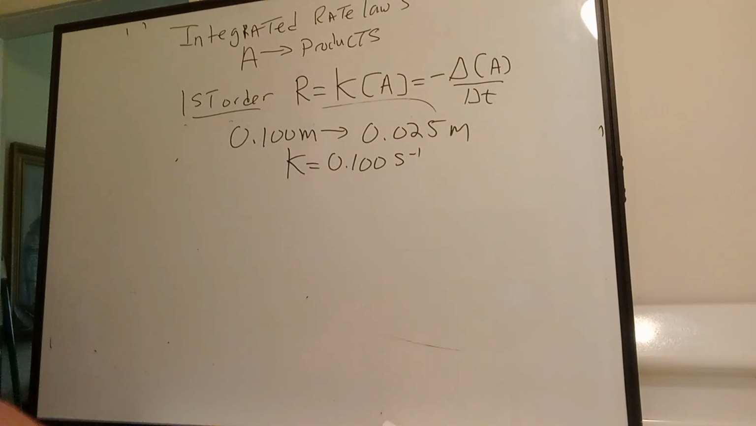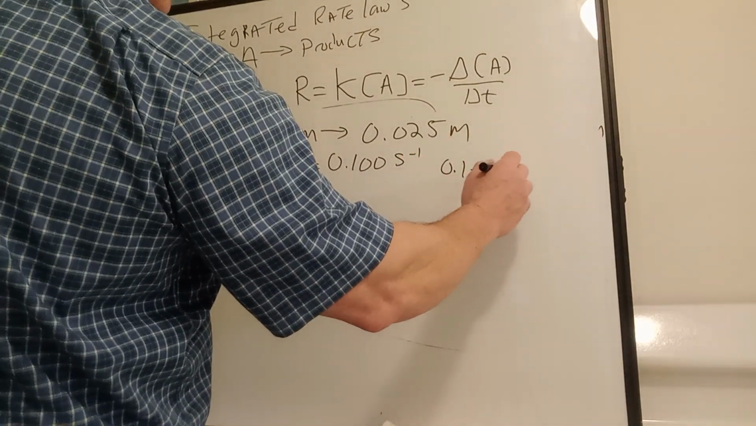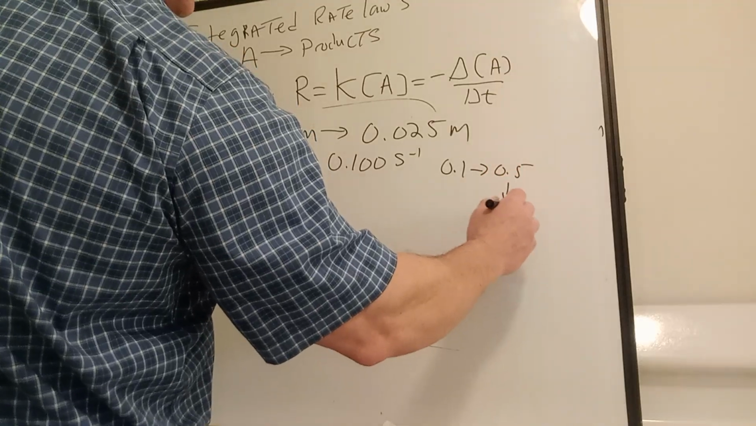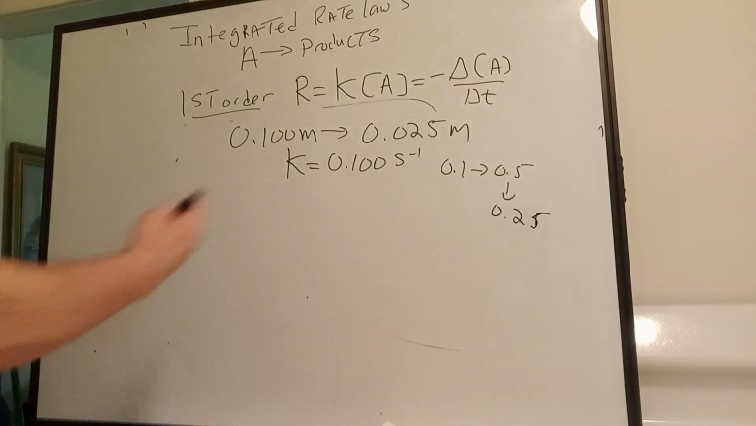So the first thing I'm noting is that this is 2 half-lives. It's like going from 0.1 to 0.05 to 0.025. It's 2 half-lives, and these are all molarities. So I can see that.